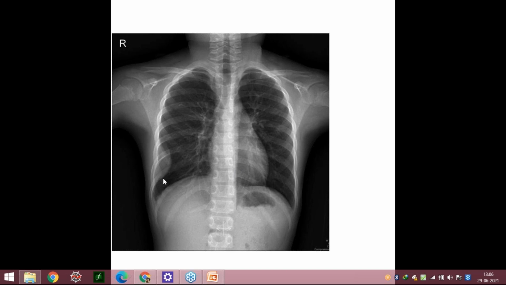So who is saying that this is a pleural effusion? I am not saying that this is a pleural effusion. It could be a pleural effusion. It could be a pleural based mass as well. So if it is a pleural based mesothelioma, there would not be any effusion. That you have to confirm through a CT, or you have to do a USG to look for any fluid.